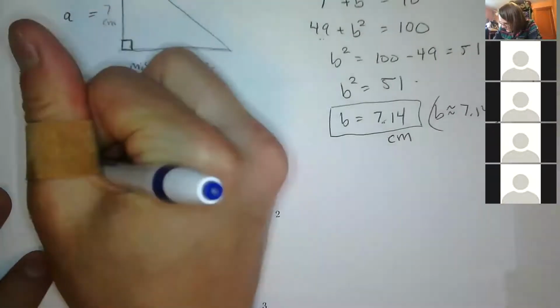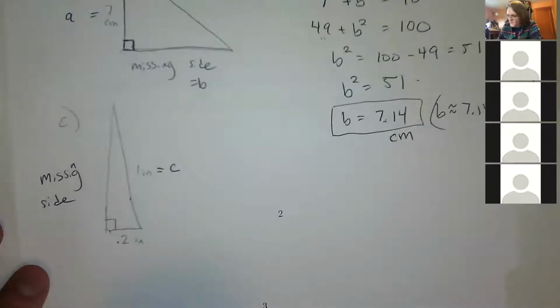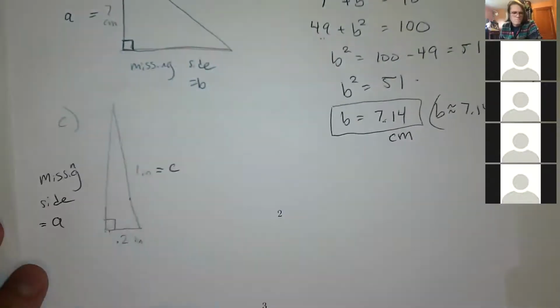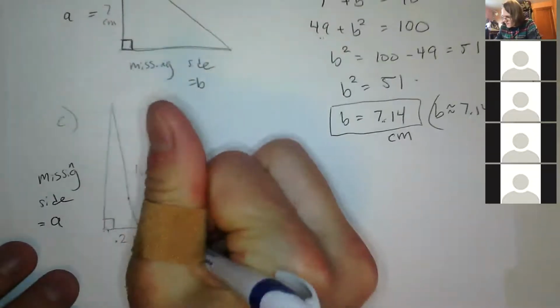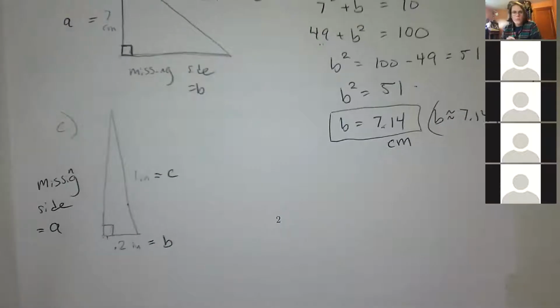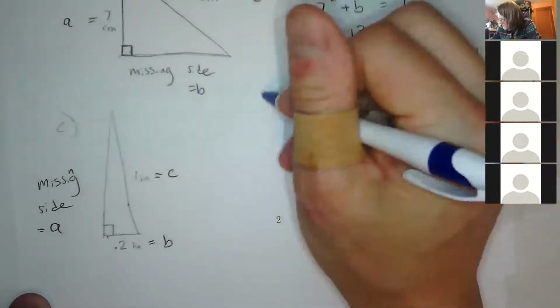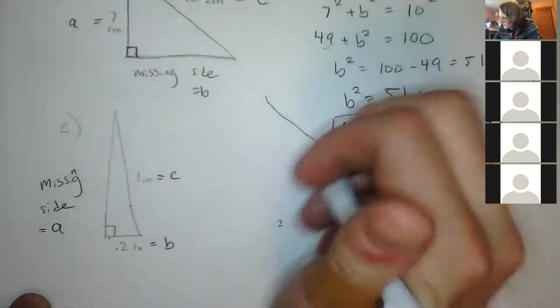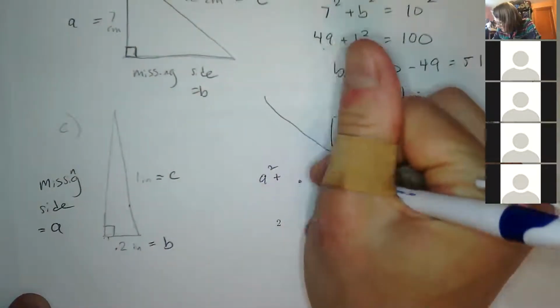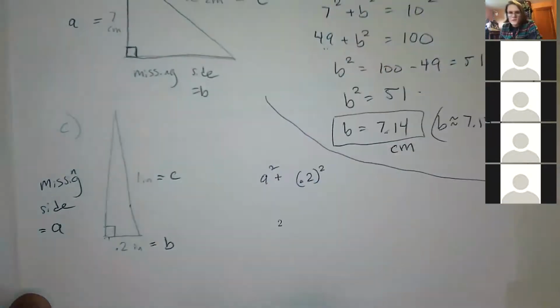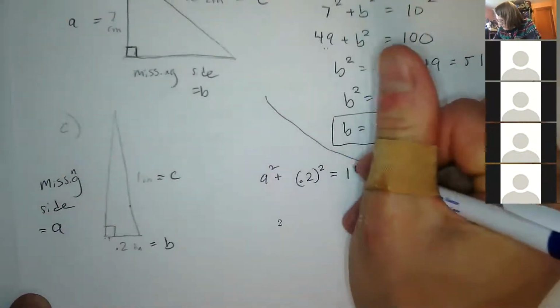Oops, I can't spell missing. Missing side, and we'll say that's equal to A. Sorry about that. And then we'll say B is the 0.2 inches. And now, just like the last couple examples, A squared plus B squared equals C squared, where C is my hypotenuse. So A is missing. Let me put a little line there so I don't get confused. So A squared plus 0.2 squared equals 1 squared, which is my C.